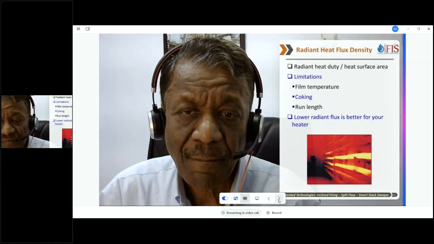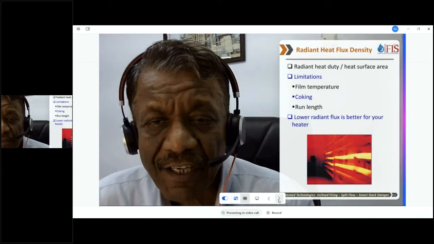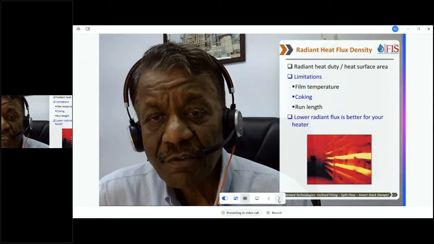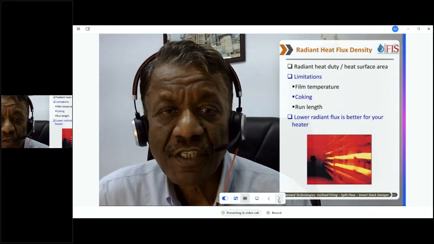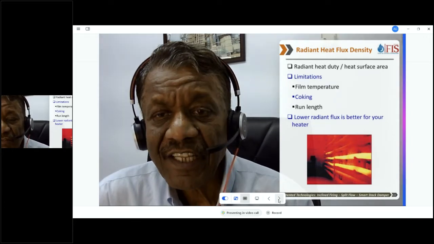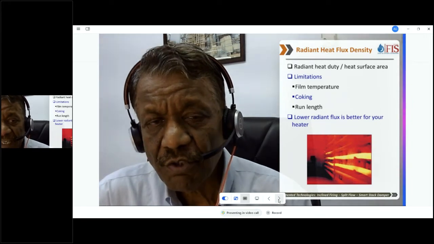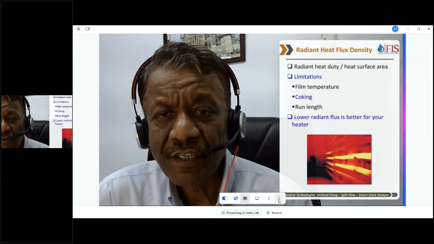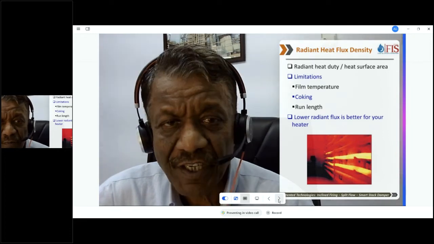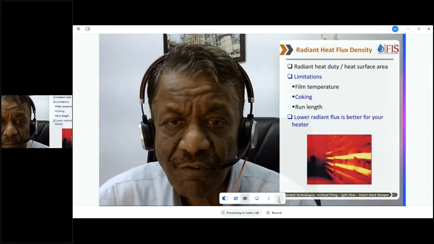Because we are processing hydrocarbons, and hydrocarbons are very sensitive. So as the film temperature goes up, the coking rate goes up, and when the coking rate goes up, the run length of the heater goes down. So we want to make sure that your heater runs for a certain amount of time. It could be 2 years, it could be 4 years, it could be 8 years. I don't know. But basically everybody wants their heaters to run forever.